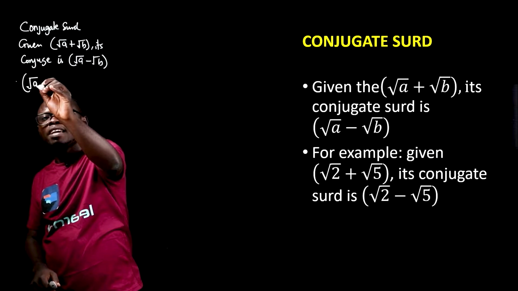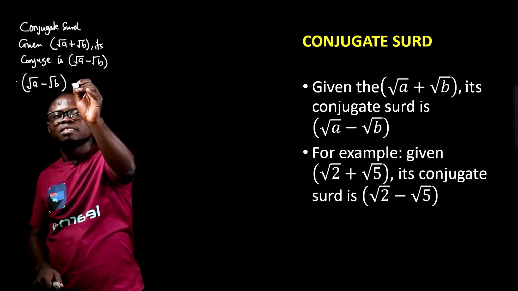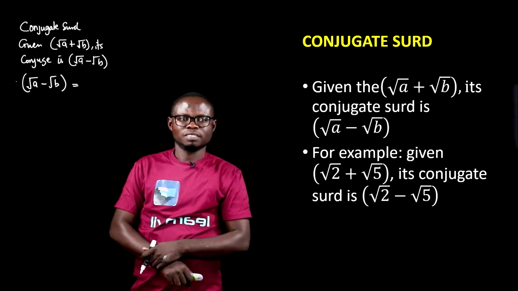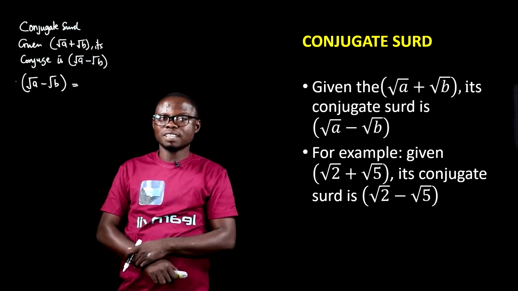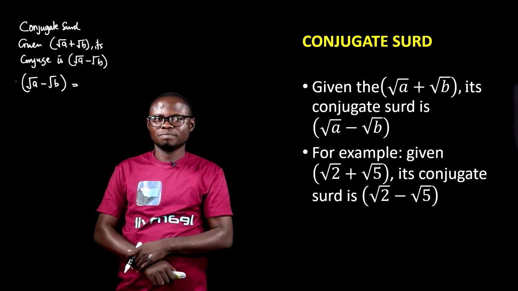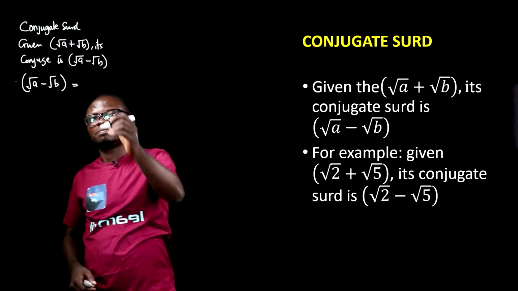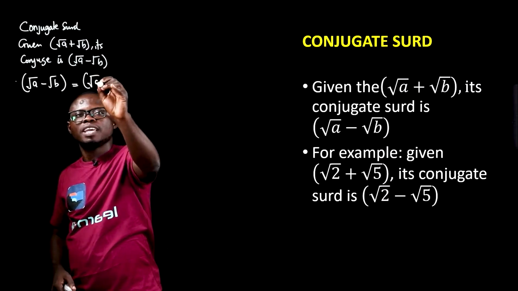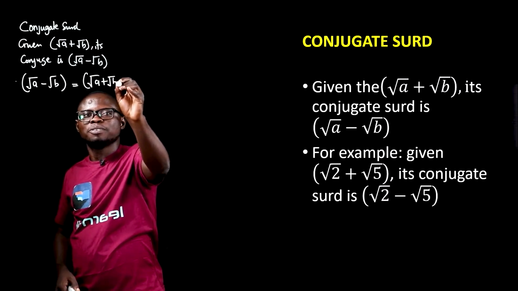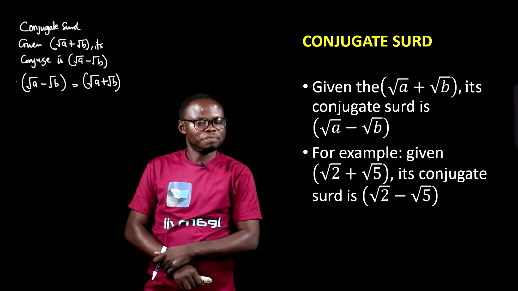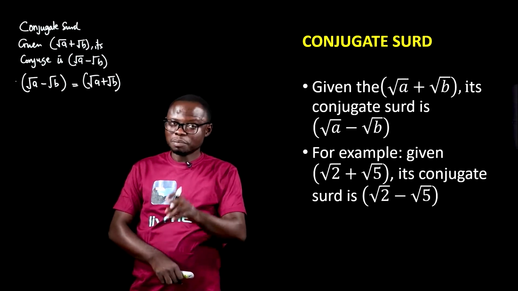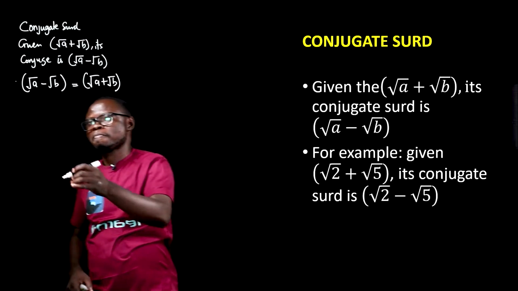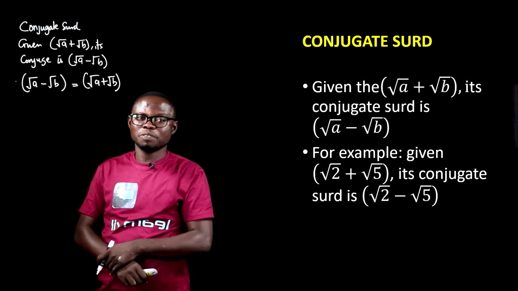For root A minus root B, can you write the conjugate surd for this? That's correct. You have root A plus root B. Very simple. Now let me test you. Write the conjugate surd for the following.